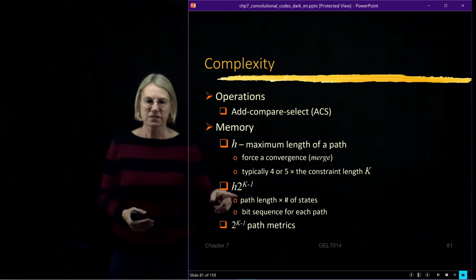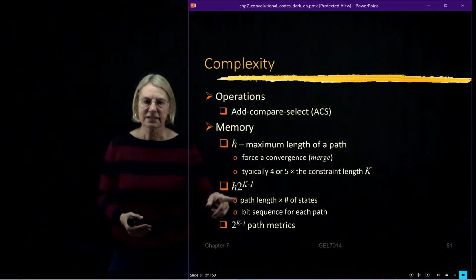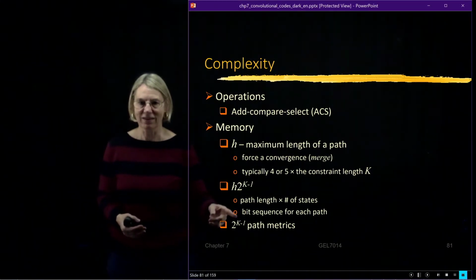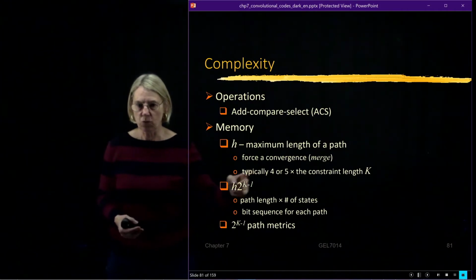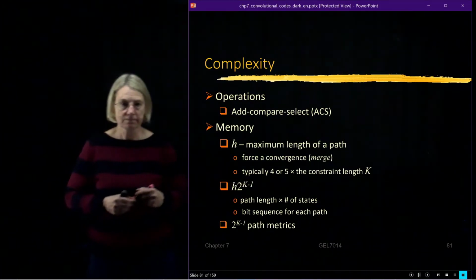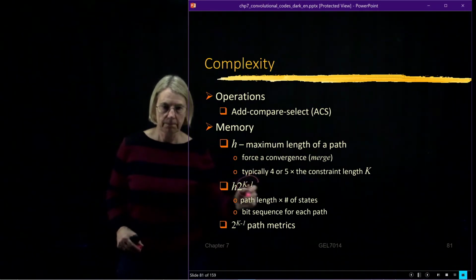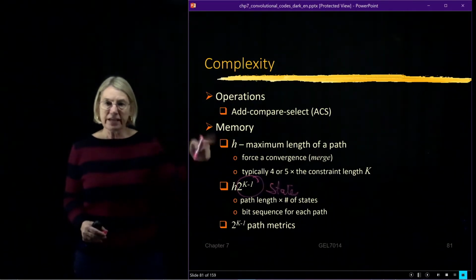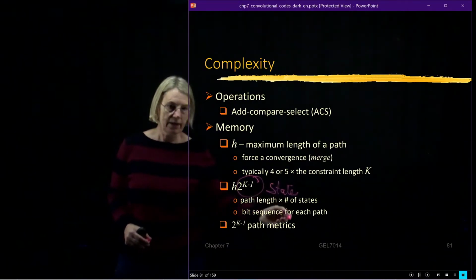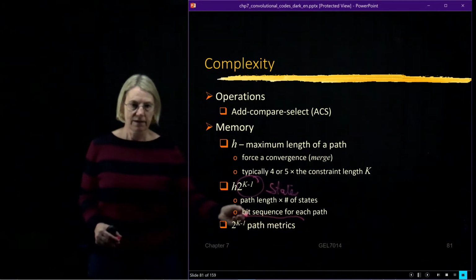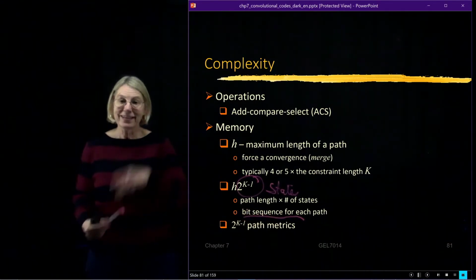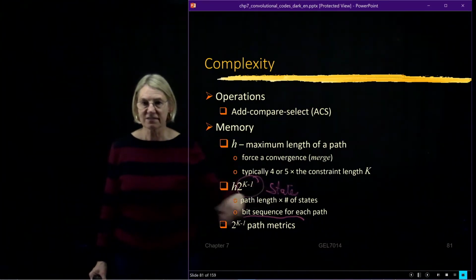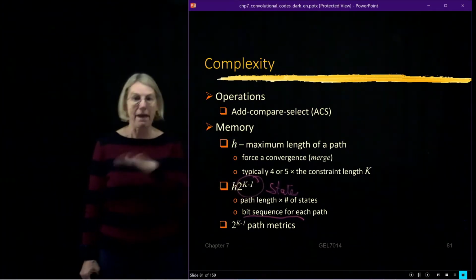And part of them is the actual state. I need a bit sequence for each path. So 2 to the k minus 1 is the number of states. And for each one of the states, I have to keep a bit sequence. So for each one of the states, I have the path leading to that state. And so h is the length of that path. And so this is the number of memory cells I need that just keeps the paths.